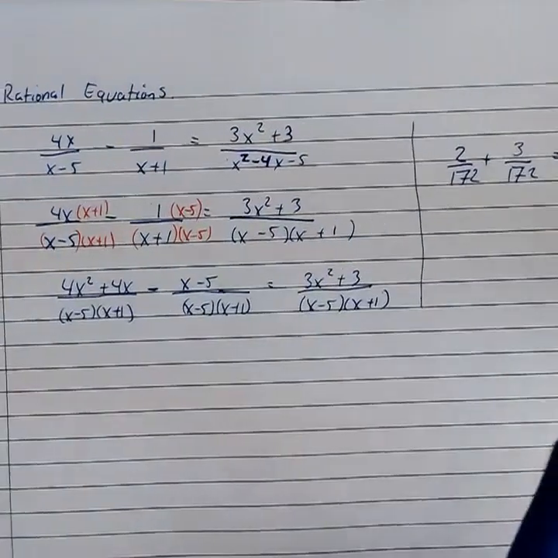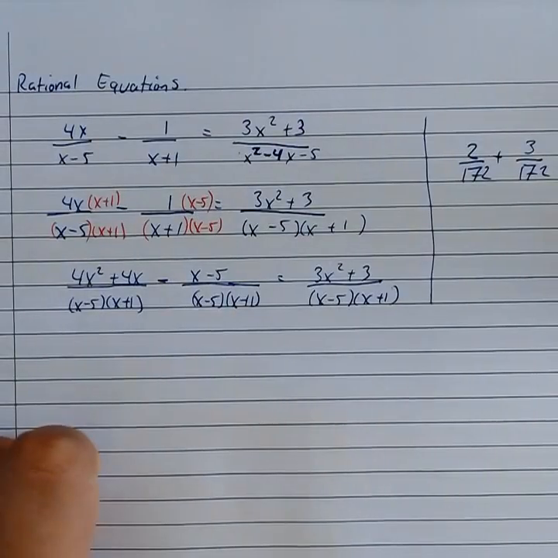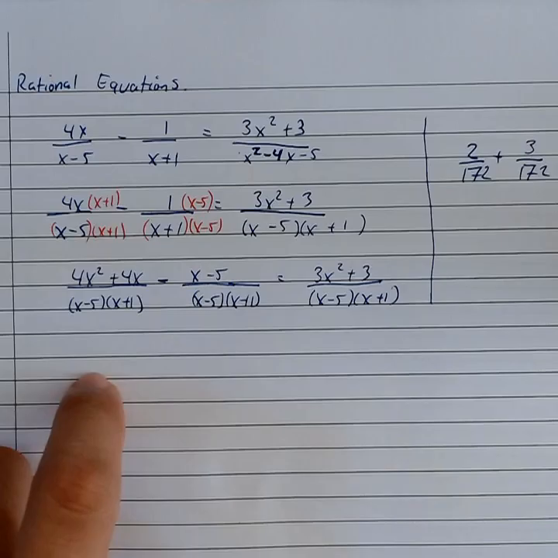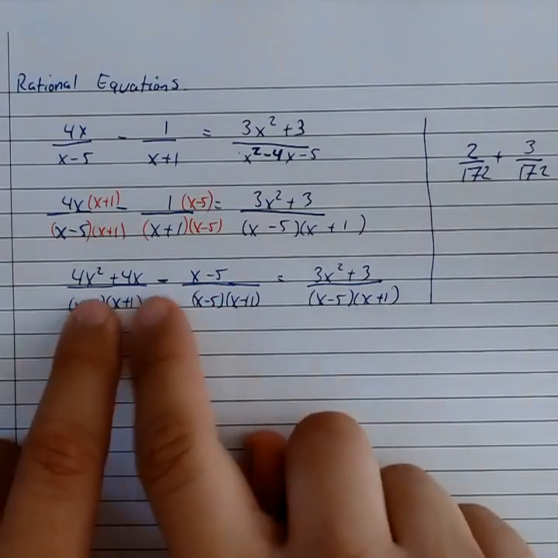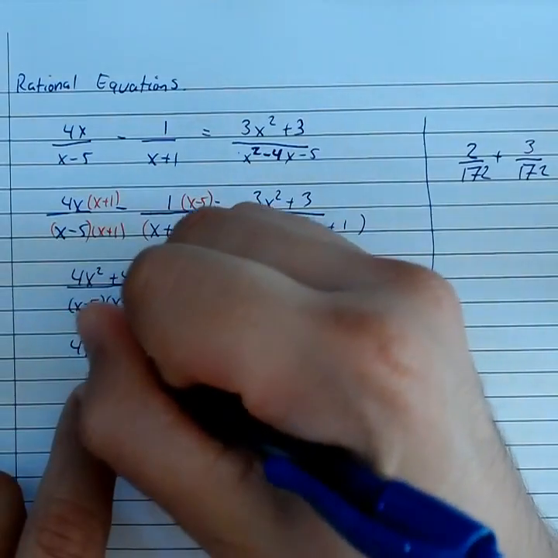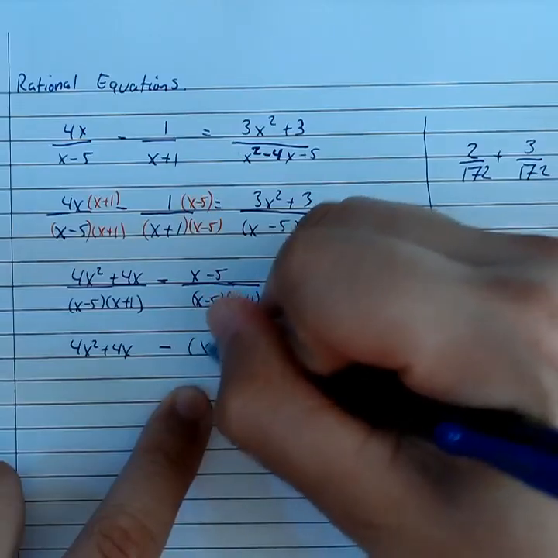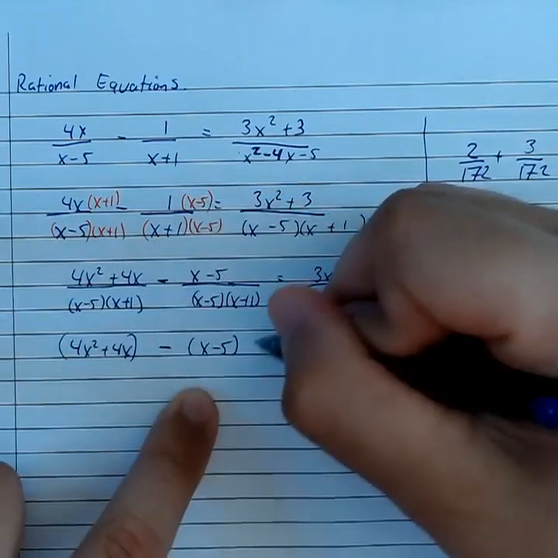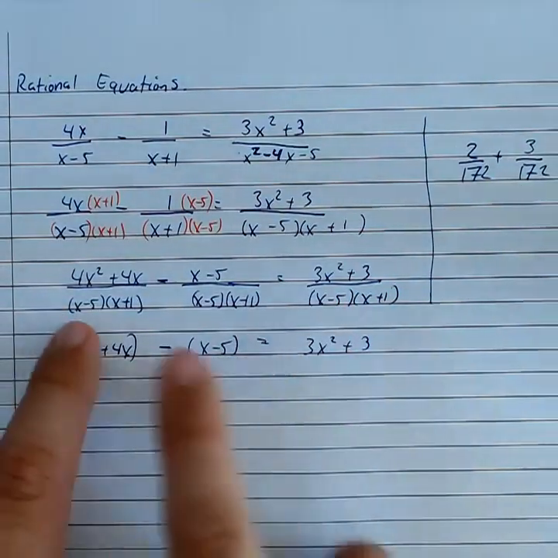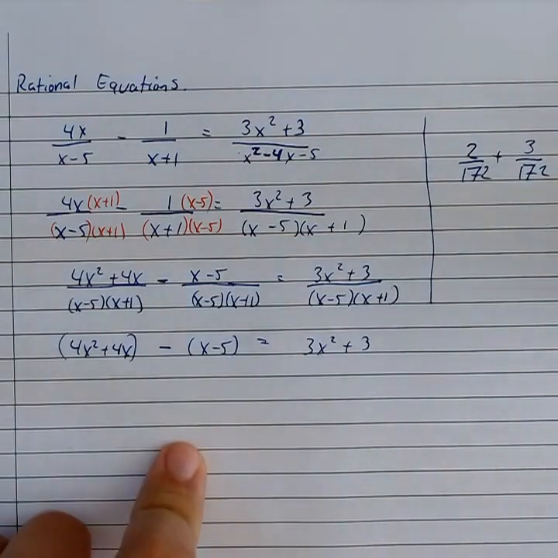The same thing's going to happen here. Once these have a common denominator, it doesn't matter what the denominators are. All that matters is that the arithmetic in the numerators works out. So what that means is, here, all I need to make sure is that 4x squared plus 4x minus x minus 5 equals 3x squared plus 3. I need to make sure that's true. The denominators are already the same, so it's not going to matter what they are.